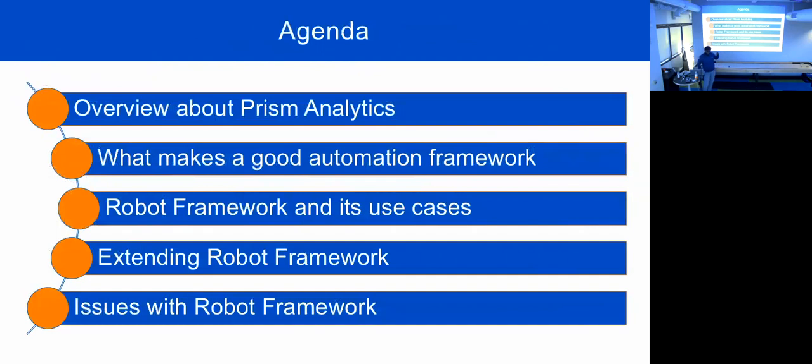And this is the agenda I'm going to talk about. I'm going to give you a high-level overview of what Prism Analytics is and what we do here, what makes a good automation framework, and why we use Robot Framework and its different use cases, and how we extended Robot Framework to different frameworks to use the power of Python, and what issues we faced in Robot Framework and how we overcame them. So I'm going to talk about those things today.